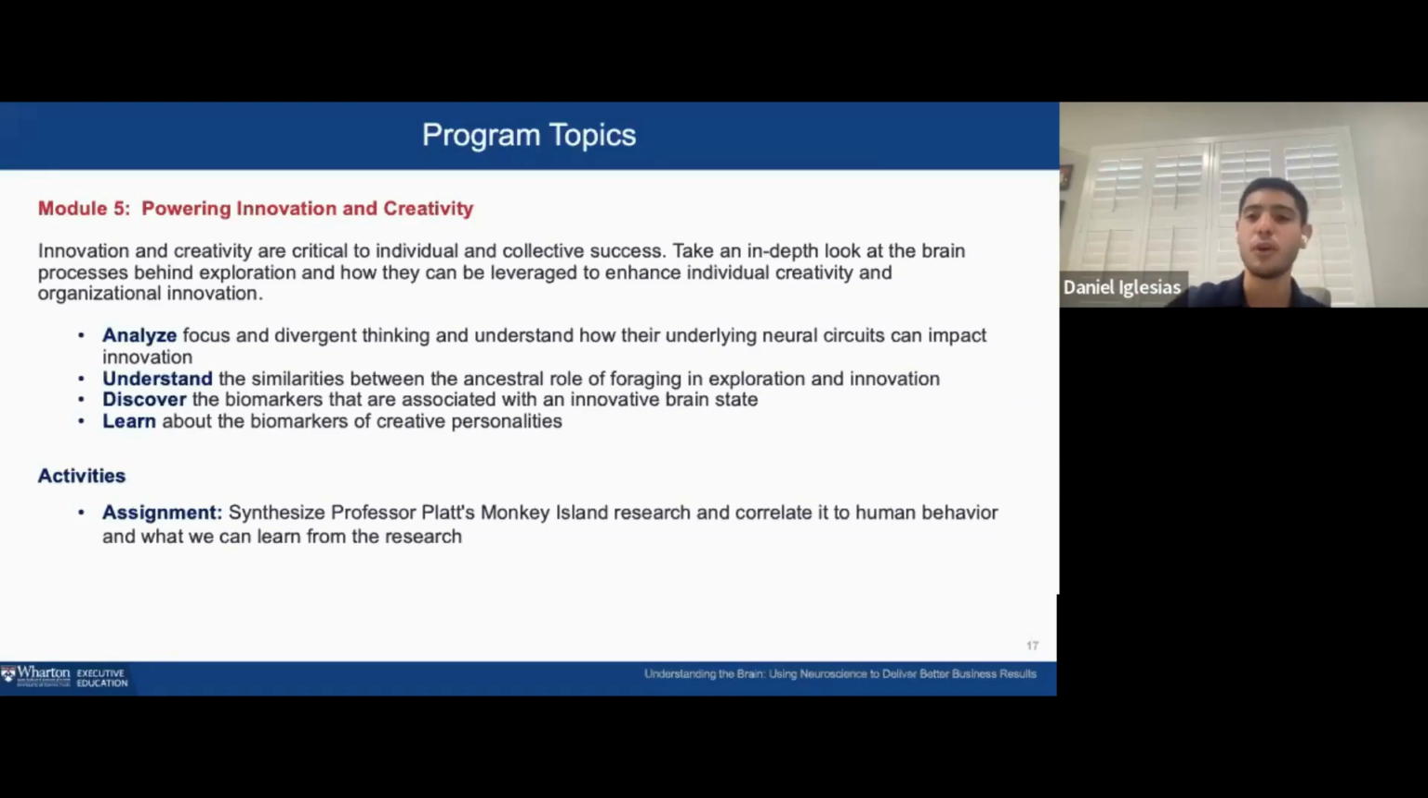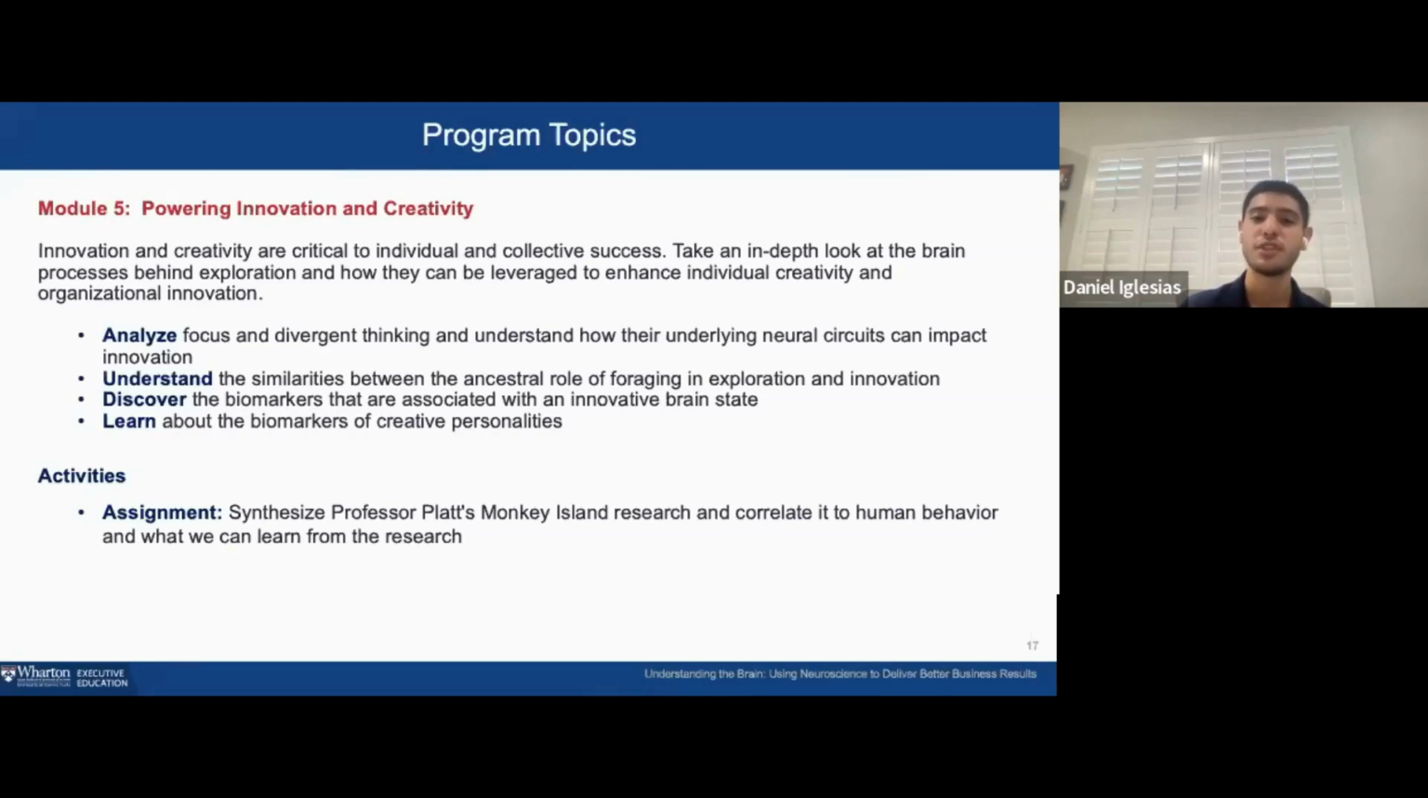By thinking about biomarkers that occur the most during an innovative brain state, we can actually apply neuroscience to think about when individuals are most likely to be innovative. In fact, those studies can be done on an on-field or academic basis, but they can also fuel and optimize performance within your team. And lastly, we'll also learn about biomarkers for creative personalities. Assignments for this module include synthesizing Professor Platt's Monkey Island research and correlating it to human behavior, and reflecting on what we can learn from that research.